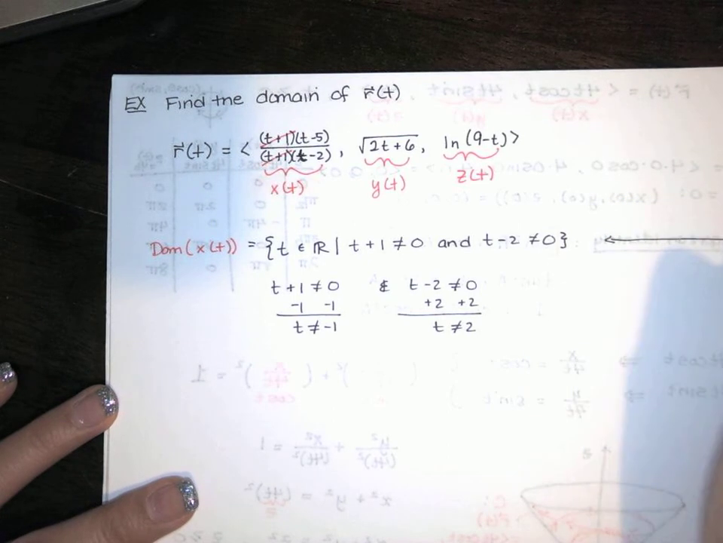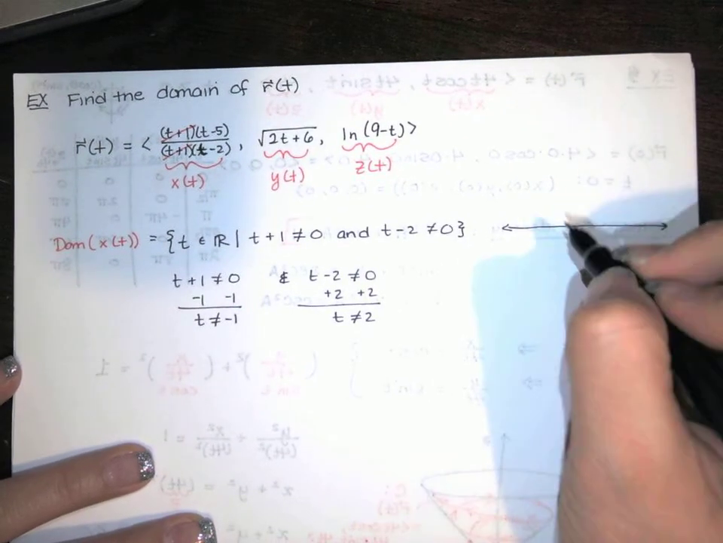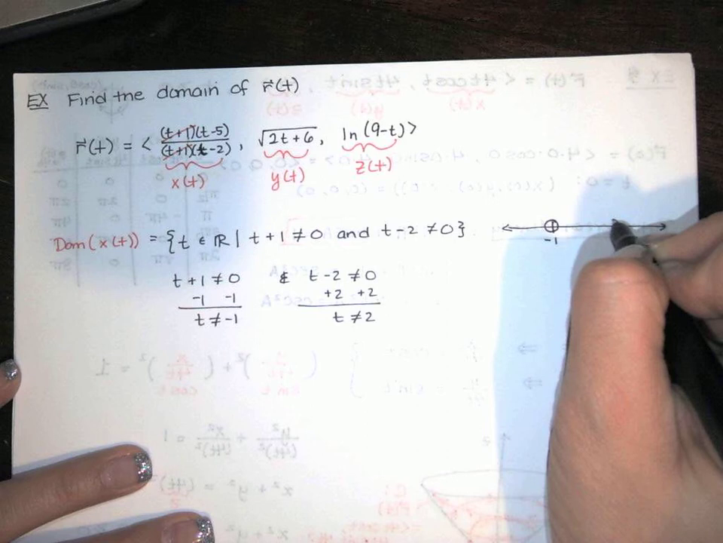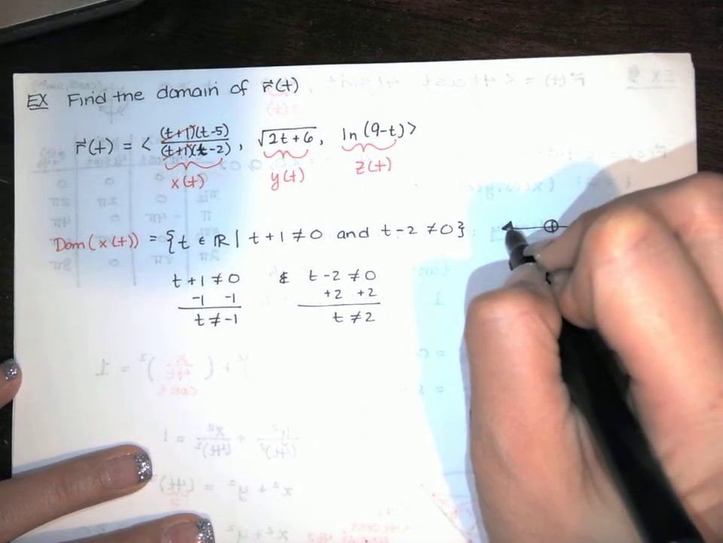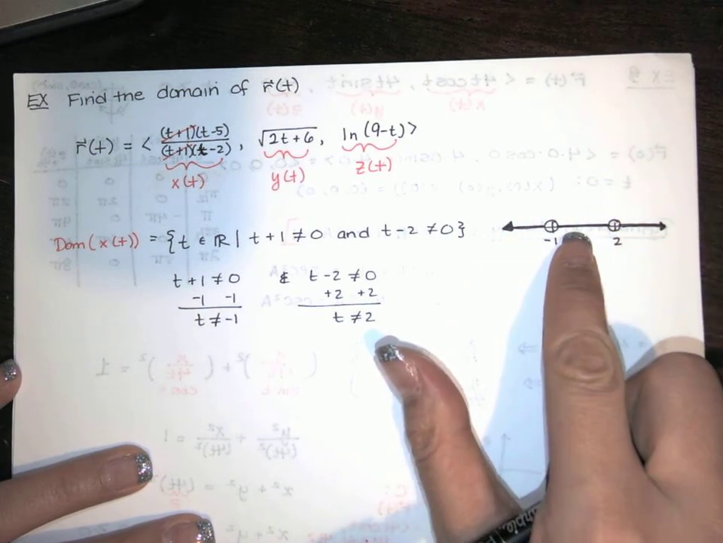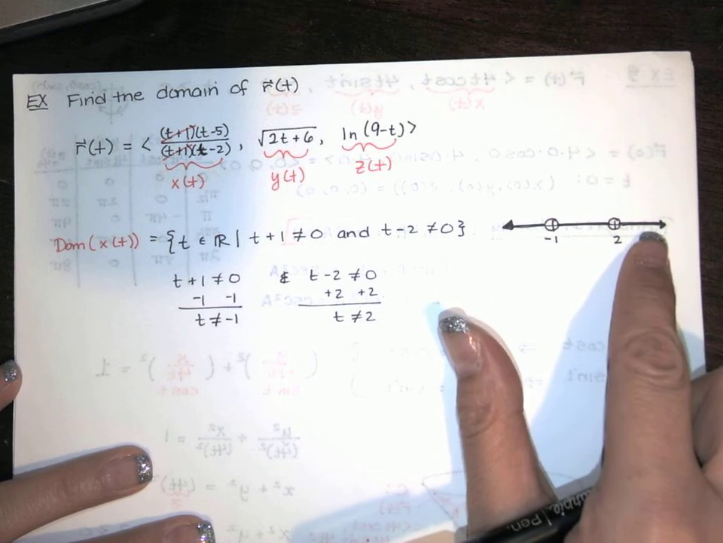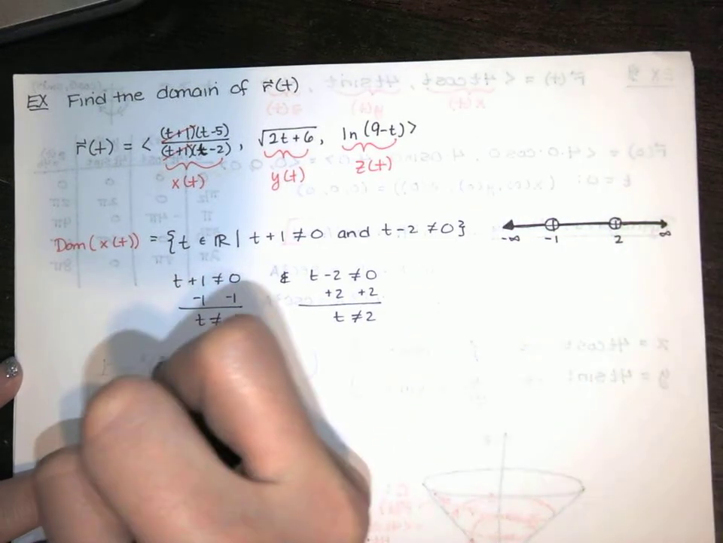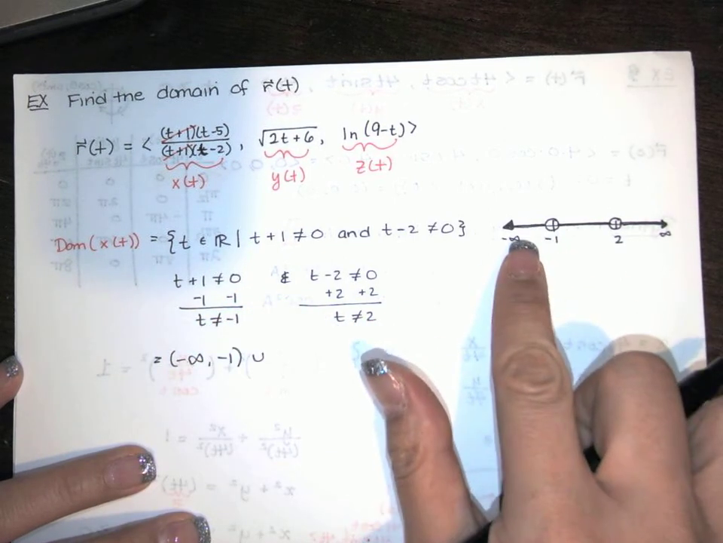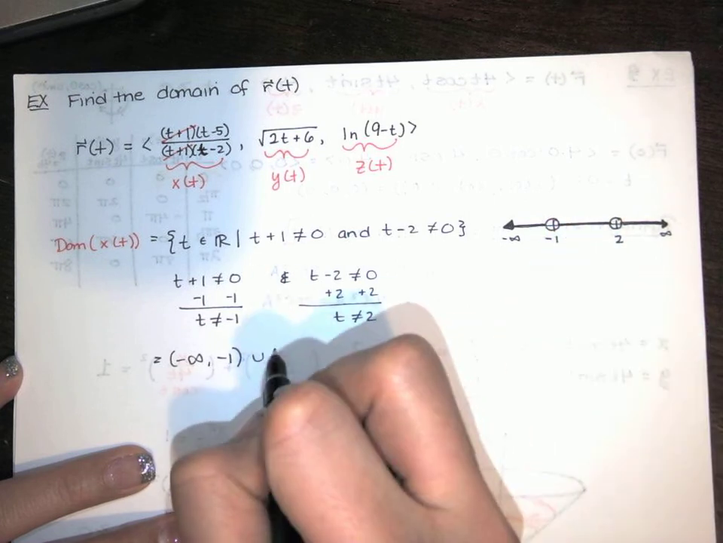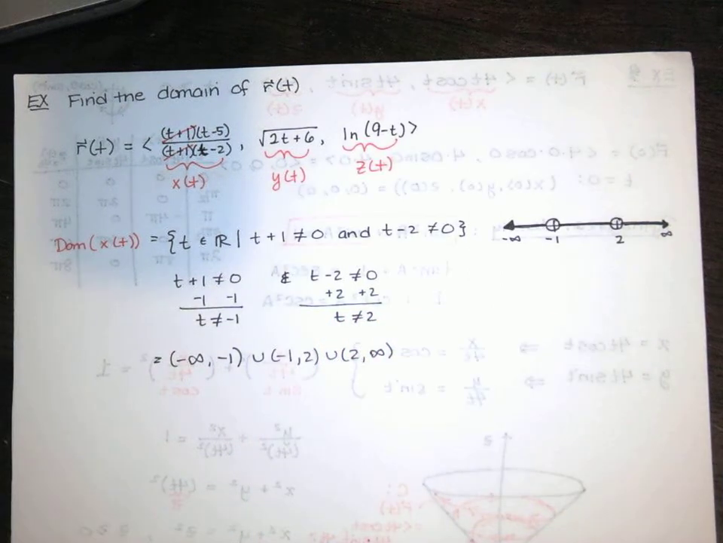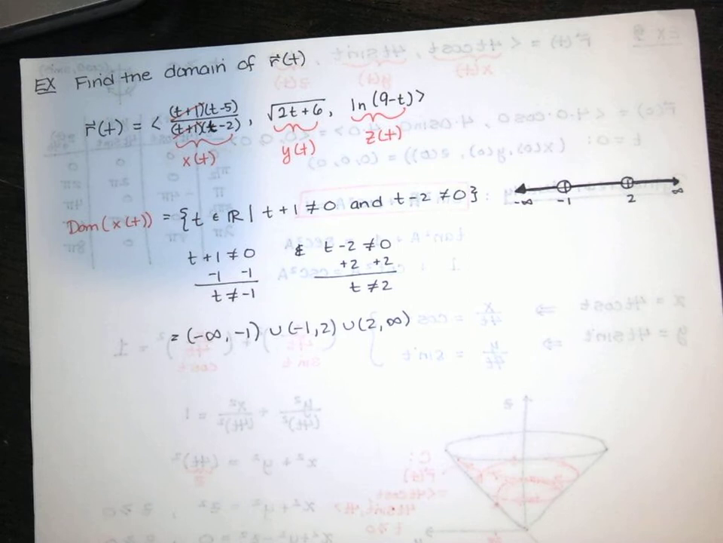If I draw it on a number line, I know it's probably been a really long time since you've drawn these things on a number line. Draw them in order, smallest to largest. That's ruled out and that's ruled out. But any other t value would work just fine for our x of t. So the domain of x of t is the union of this interval, this interval and this interval. If we read it from left to right, we get negative infinity to negative 1, union negative 1 to 2, union 2 to infinity. So that's the domain of x of t. Now the domain of y of t is very similar.